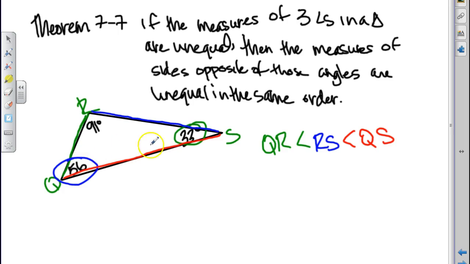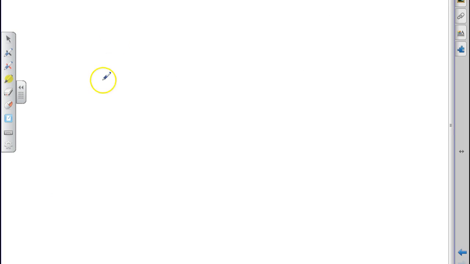As we look at these, I circled angle S first because the measure of angle S was smaller than the measure of angle Q, which was 56, and it was smaller than the measure of angle R, which was 91. If you have to list them in the other order, that's fine. You can do greatest to smallest, just use greater than symbols, going the other direction. The last thing is if we have a right angle, the hypotenuse will always be the longest side.